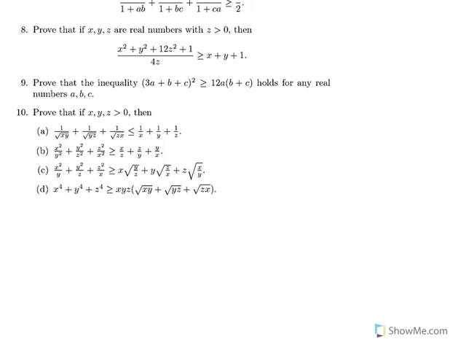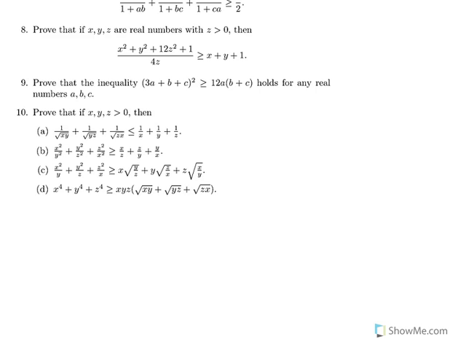We will continue with exercises 8. Prove that if x, y, z are real numbers with z positive, then x squared plus y squared plus 12z squared plus 1 divided by 4z is greater than or equal to x plus y plus 1.